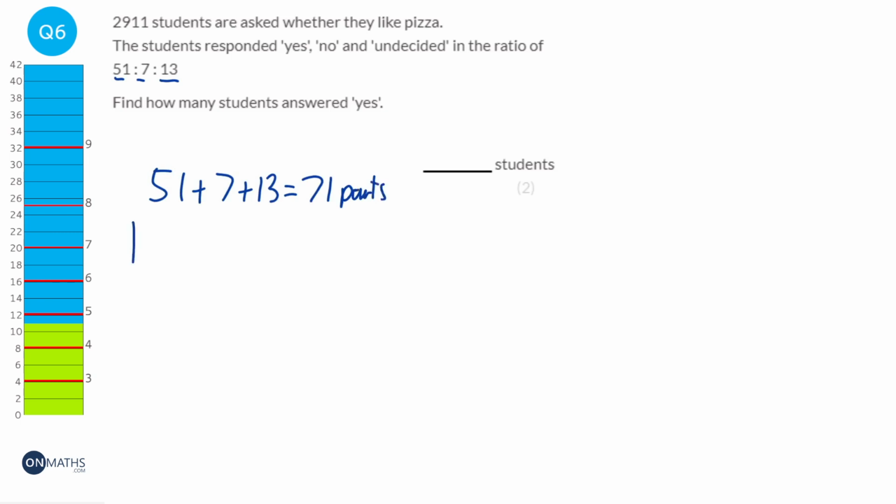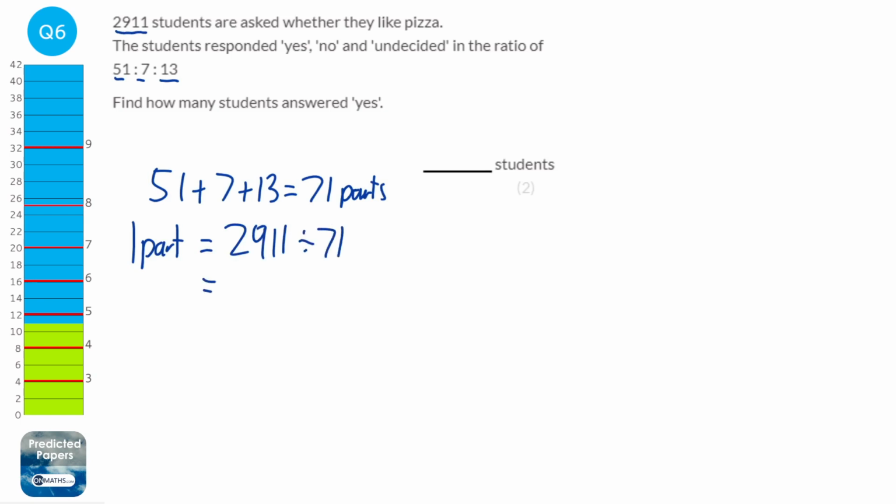So to find out the value of one part, we're going to do how many students there are, which is 2,911, and divide it by the 71 to find out what one part is worth, how many students are in one part. One part's worth 41 students. So each one of those parts in the ratio is 41 students.